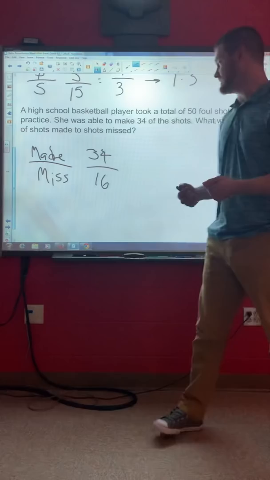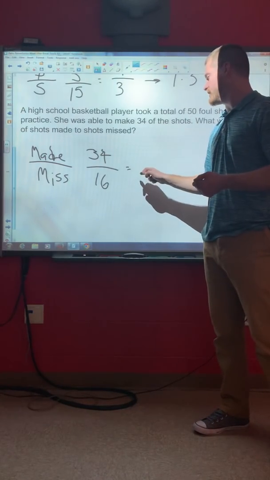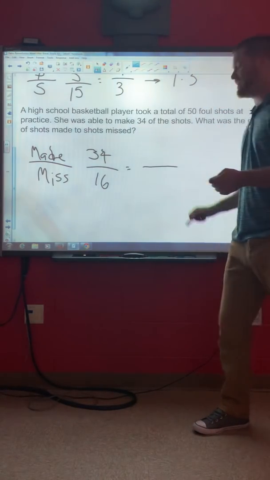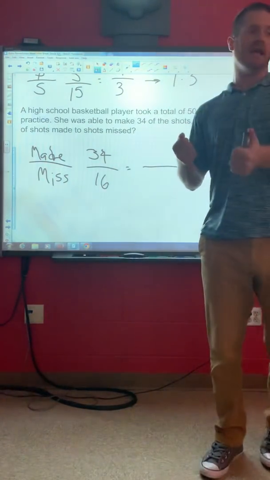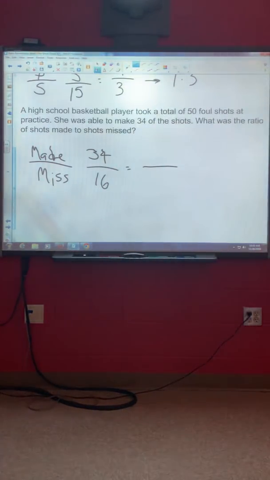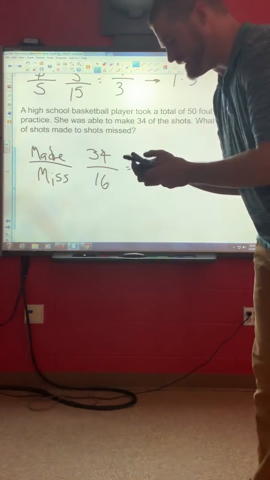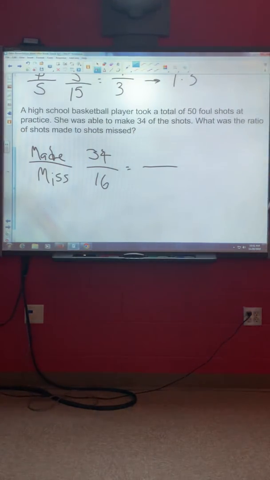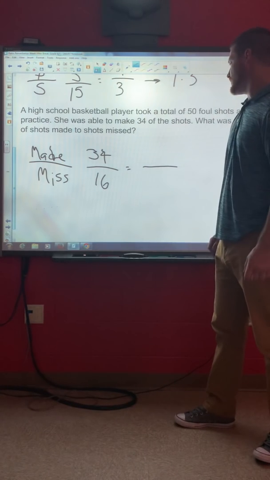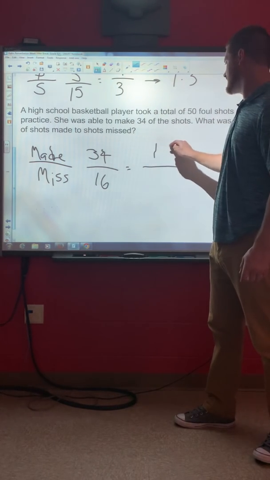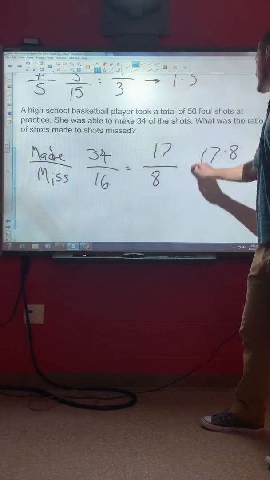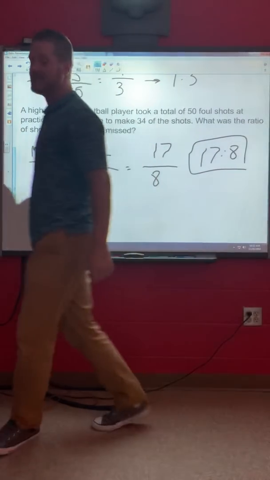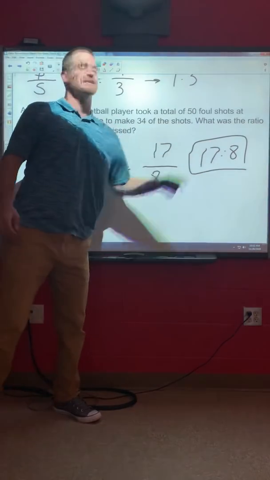Now remember, you can go ahead and type this in your calculator. It'll simplify it for you. If it ever gives you an improper fraction, remember that doesn't work for ratios. So then you gotta hit second ABC, and that will convert it back into an improper fraction for you. And 34 to 16 would be 17 to 8. So the answer is 17 to 8. So for every 17 shots that she makes, she misses 8 of them.